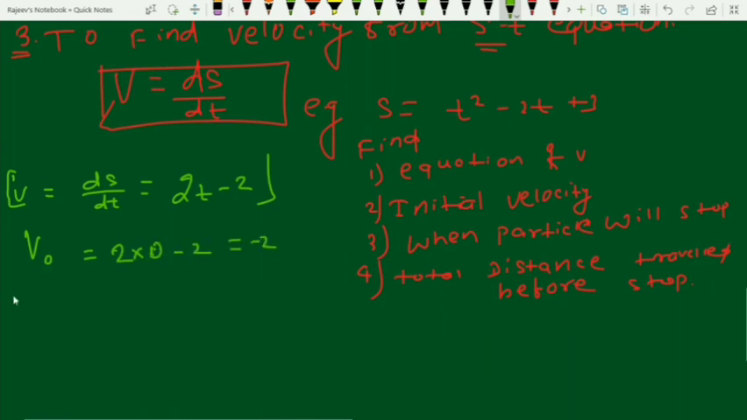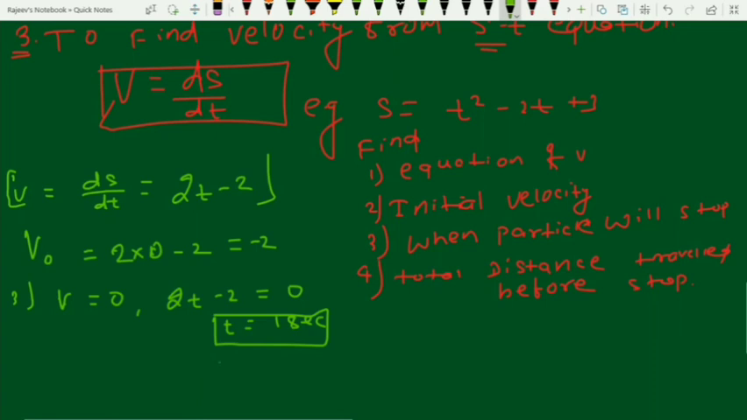Third, when the particle will stop. At that time its velocity will be 0. So from here we can say 2t minus 2 is equal to 0. So t becomes 1 second. It means when the vehicle starts, after 1 second it will stop.